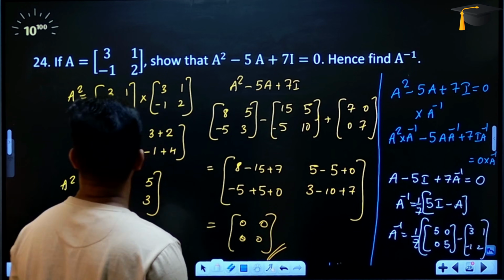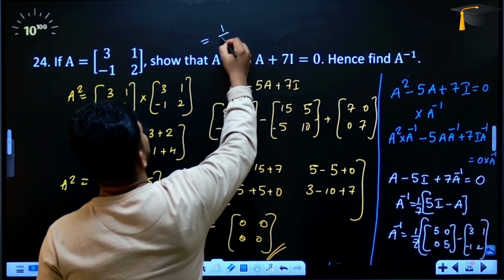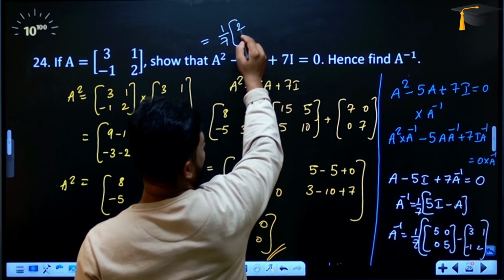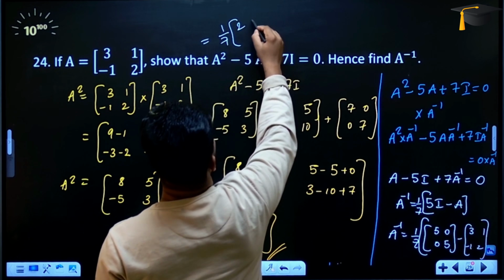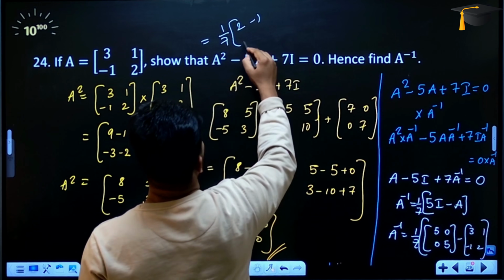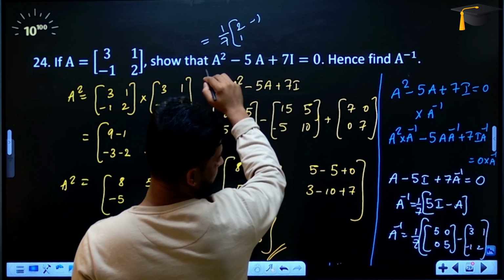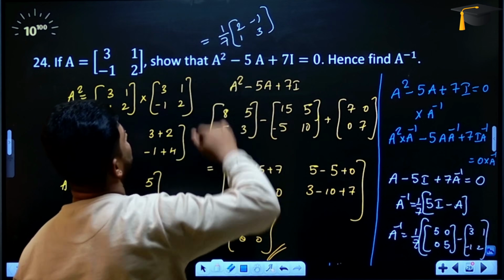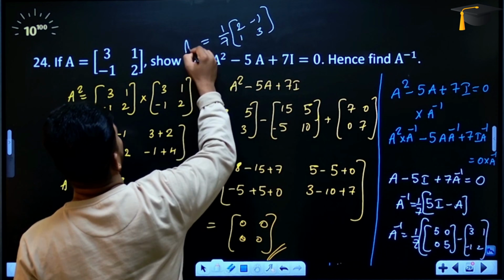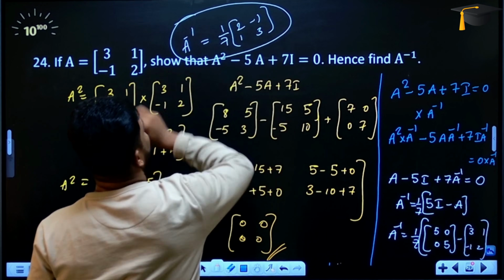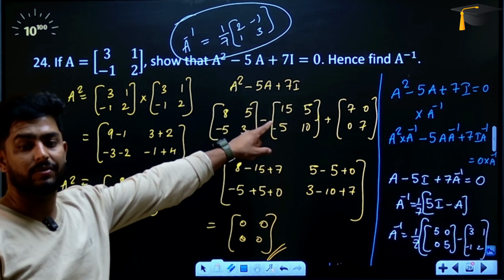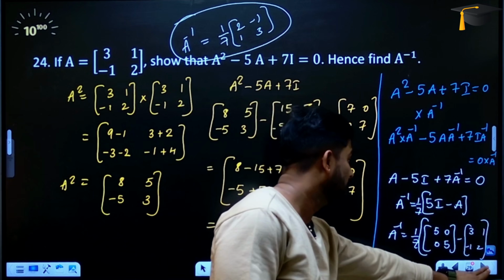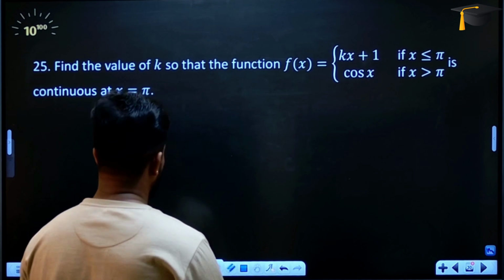Okay, so let's write that. It is 1 by 7 of 5 minus 3 is 2, 0 minus 1, 0 minus 1, and 5 minus 2 is 3. Correct? Interchange the main diagonal and put negative sign for the others, yeah, it's correct. A inverse is this much. So this method you have to do to get full marks. Otherwise, you will not get marks. If you use A inverse is equal to 1 by determinant of A into adjoint of A, carefully solve this. Okay, I think this is the last one.